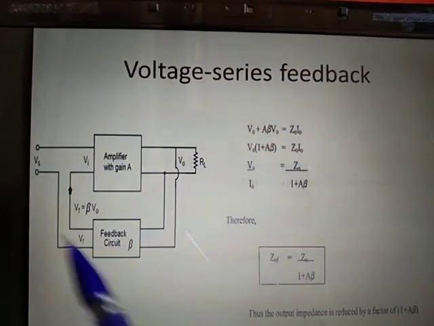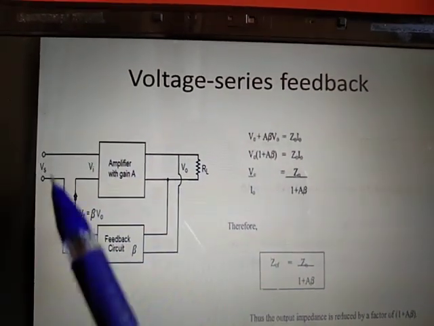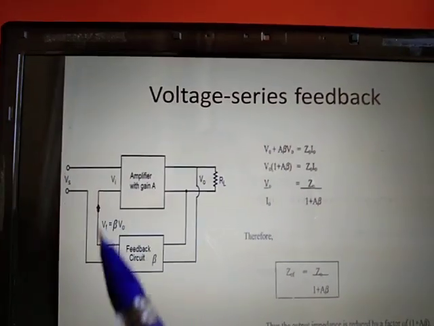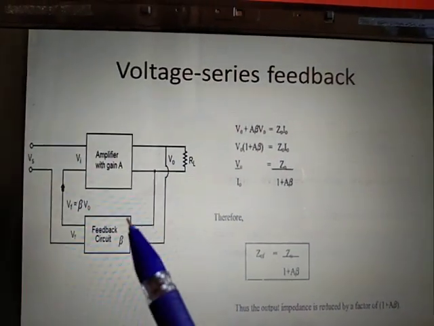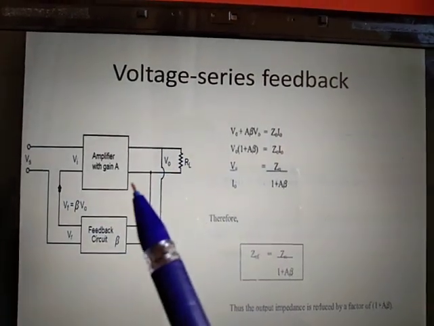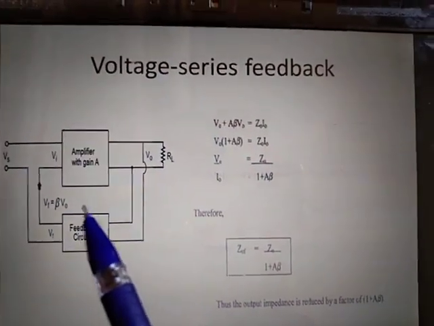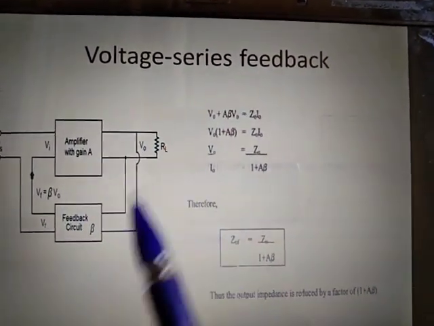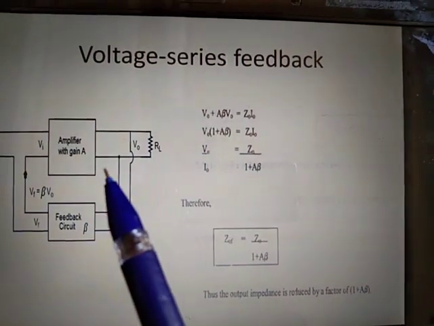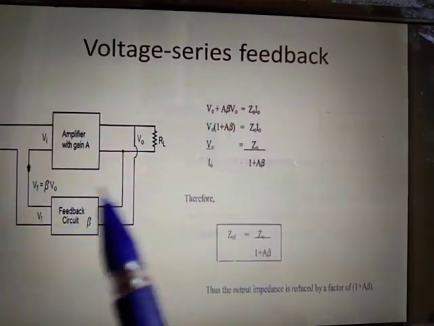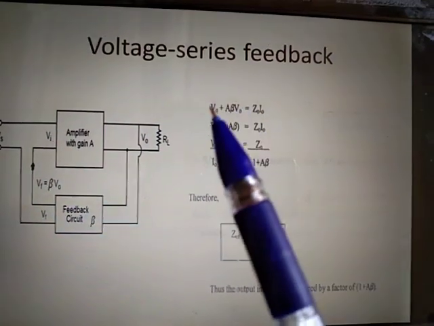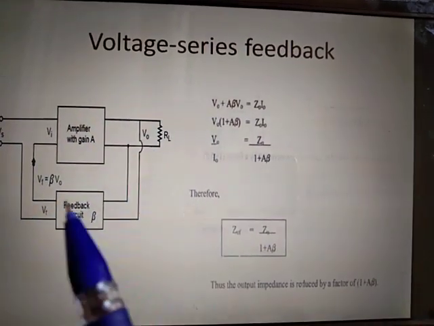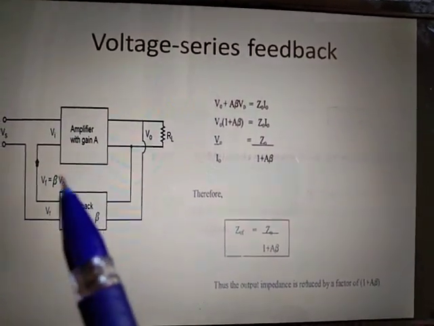In this voltage series feedback, you can calculate the gain. What is the gain stability? You should already know what the gain is. The gain is defined as the ratio of output voltage to input voltage. Here is how to calculate the gain stability. In this feedback, the output voltage V naught is fed back to the input. First you take the output voltage plus the amplifier gain A into beta into V naught, that is V naught plus A into beta V naught.